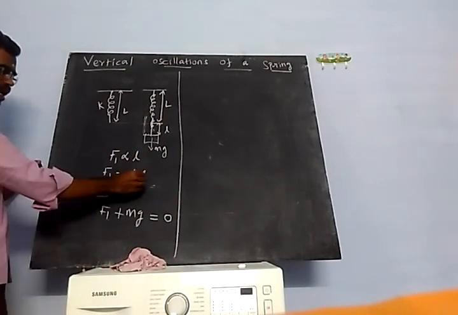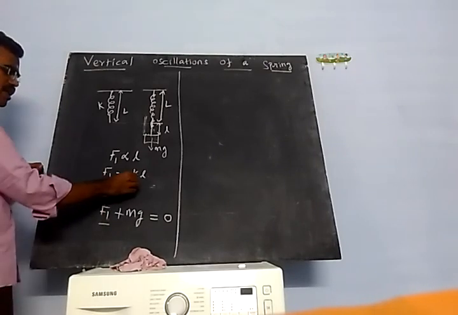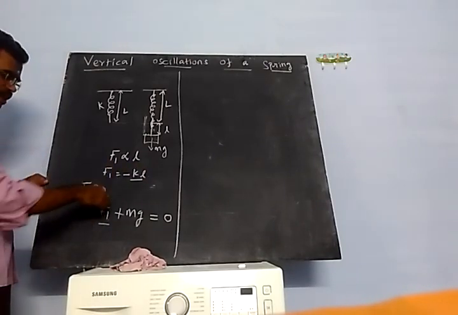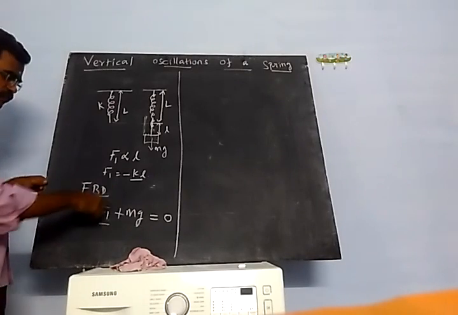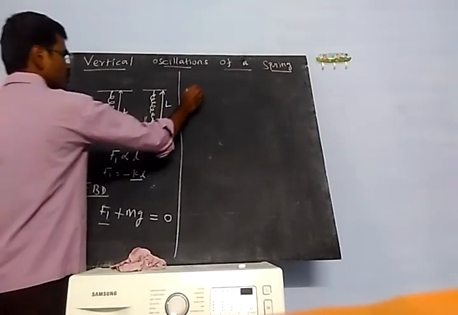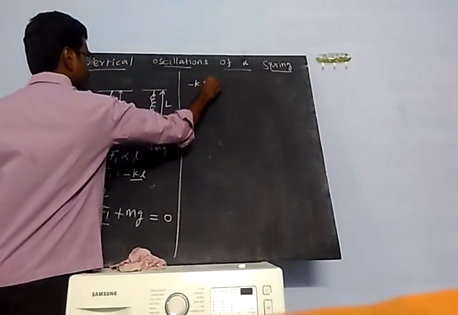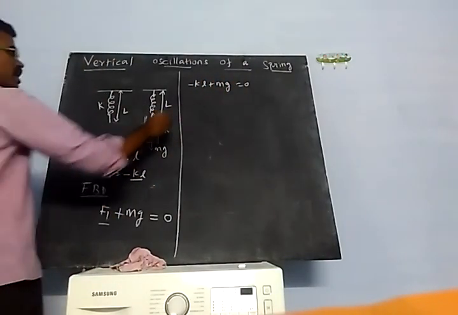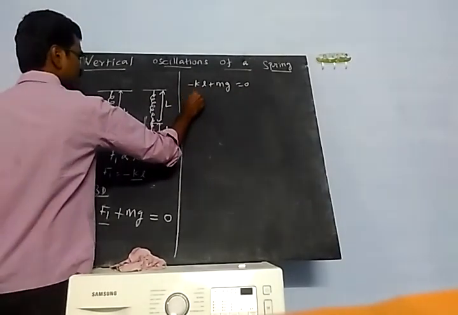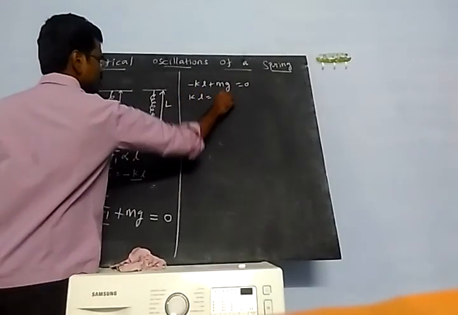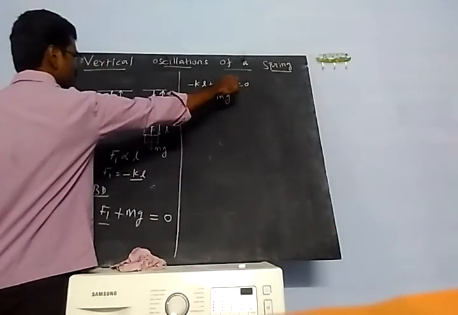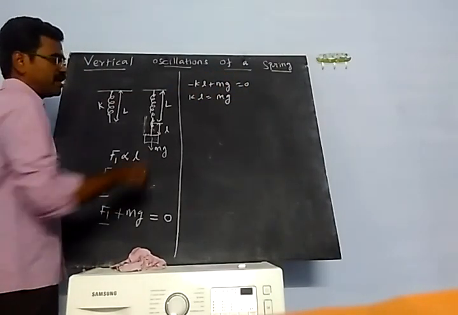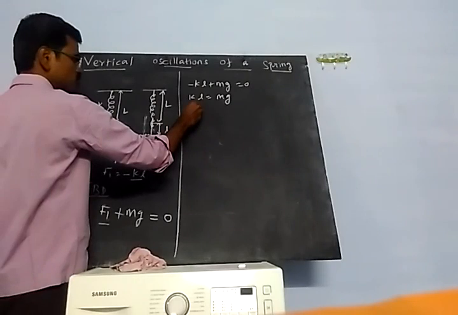Now you can replace this F1 by minus Kl. So minus Kl plus mg is equal to 0. Moving minus Kl to the right hand side, there will be a plus sign. So Kl is equal to mg.